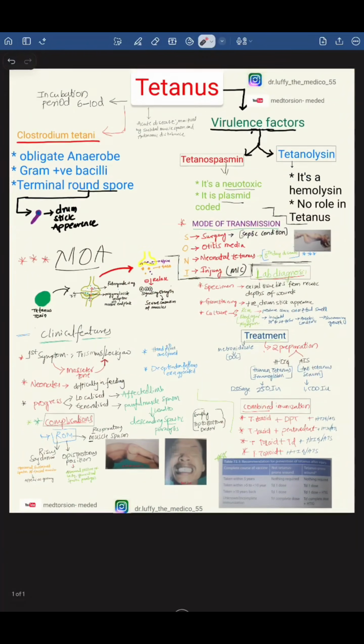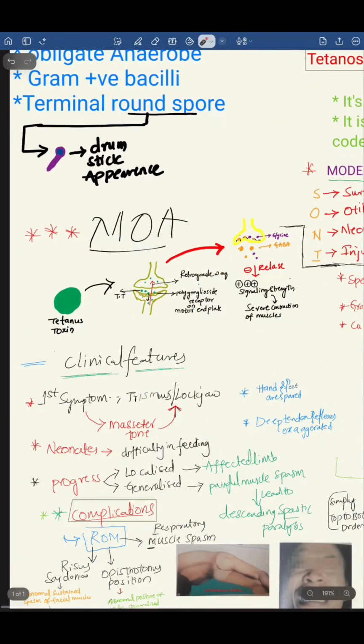Next, what is the mechanism of tetanus? After the toxin is internalized into the body, it binds to the polysialoganglioside receptor on the motor end plate. After binding, it is internalized and transferred in a retrograde manner to the neurons that produce glycine and GABA, the inhibitory neurons. It inhibits the release of these inhibitory neurotransmitters, so the signaling strength increases and severe contractions occur. This is the manifestation of tetanus.